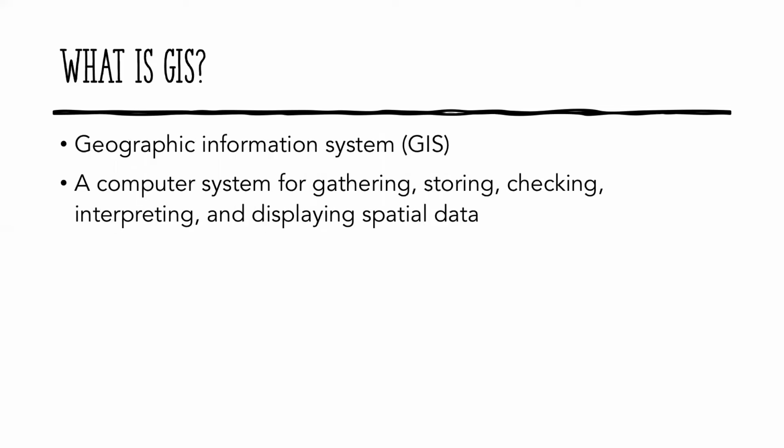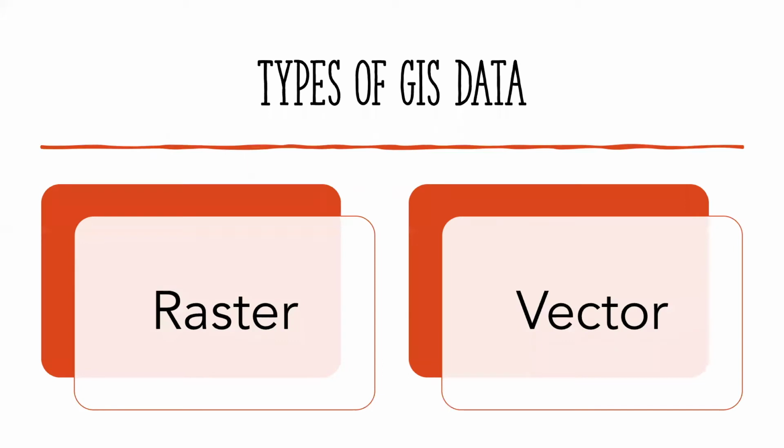So what is GIS? GIS is an acronym that stands for Geographic Information Systems. GIS is a computer software that allows you to gather, organize, store, analyze, and display spatial data. In a simple sense, GIS is a mapping software. Knowing what kind of spatial data exists is helpful for finding data and navigating GIS software. There are 2 types of GIS data: raster data and vector data.